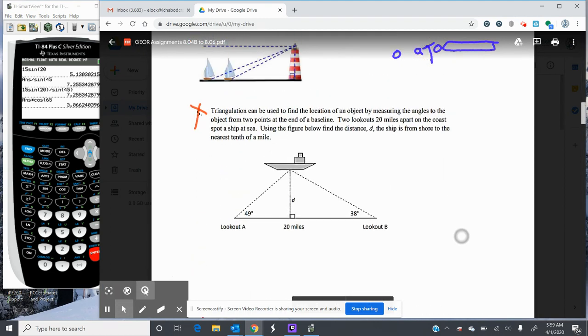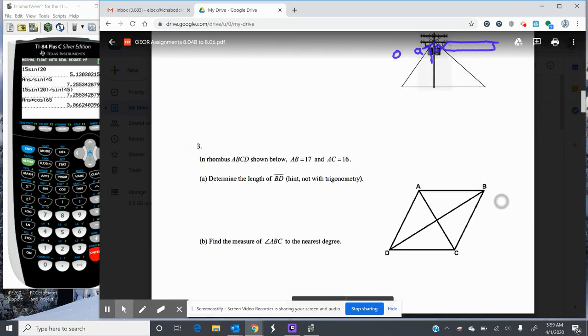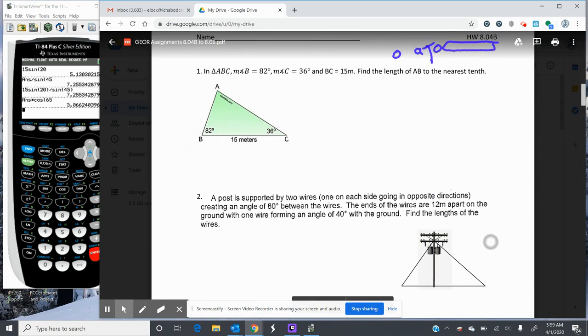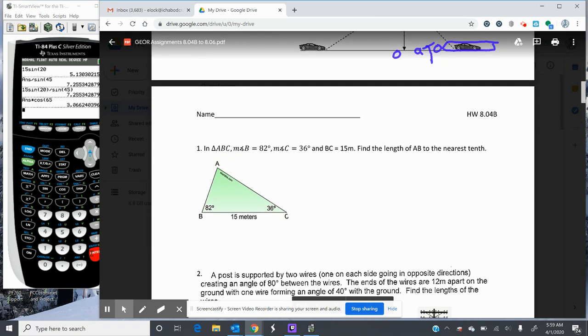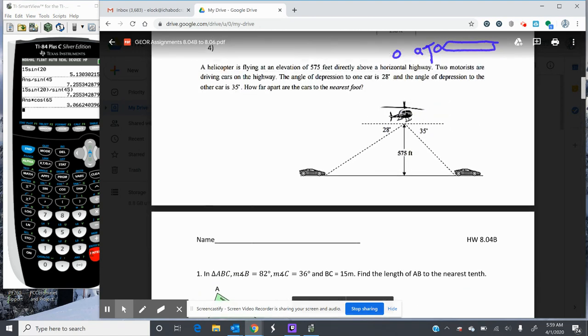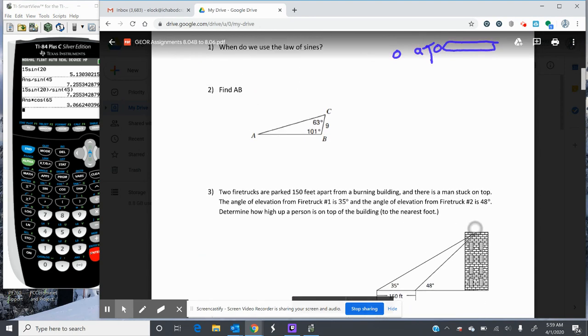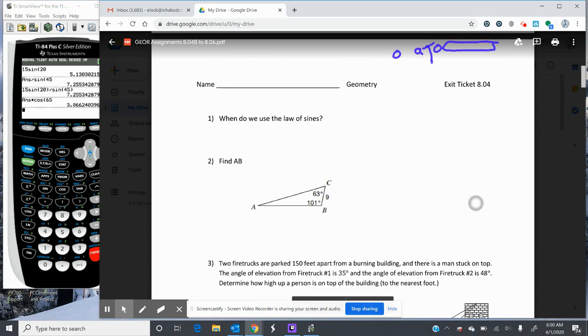So your homework, again, if you went to school and picked up the packet, is going to be this exit ticket page and homework 804, just the front, 1, 2, and 3. So giving you a few hints here on the exit ticket page.